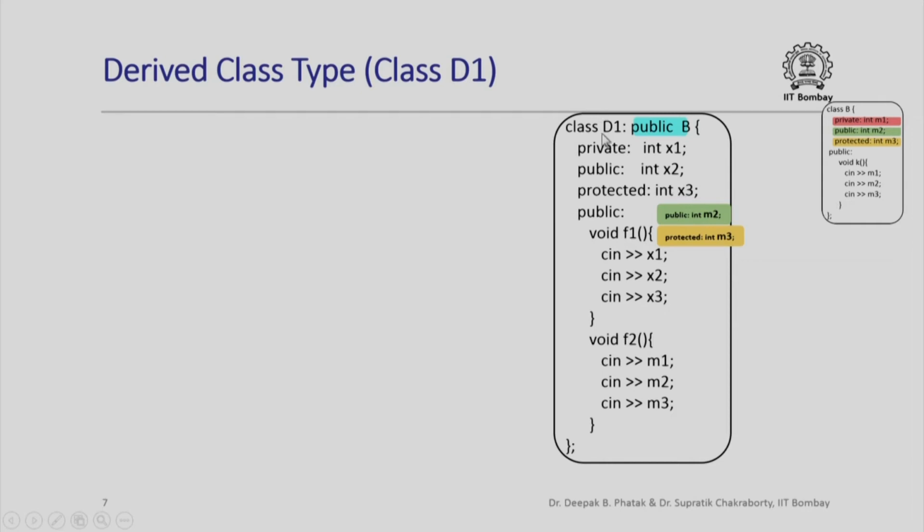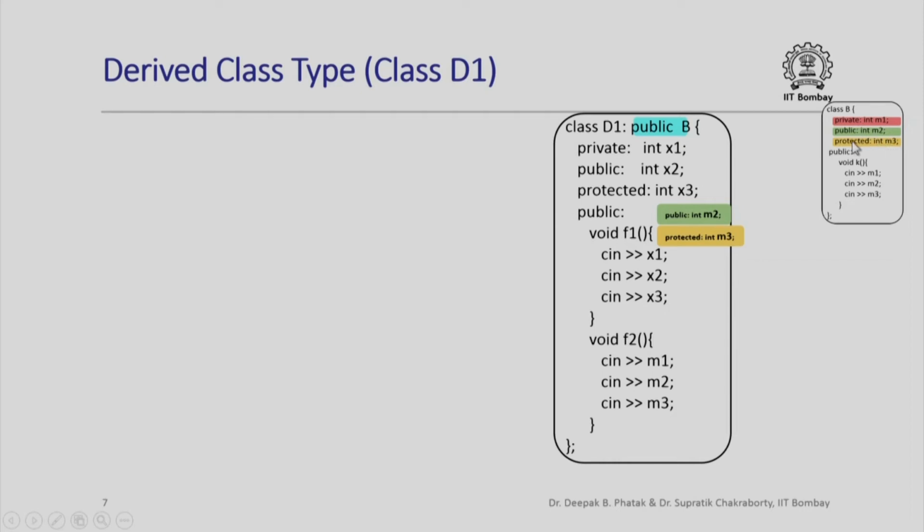Now because D1 is derived from the class B, it tries to inherit the data members of the class B. However, M1 was a private data member of class B, so M1 is not going to be accessible from within the derived class D1. M2 was a public data member of class B, and this mode of inheritance is public, so the least accessible of these two specifications is public itself. So M2 can be accessed inside the class D1 as a public data member.